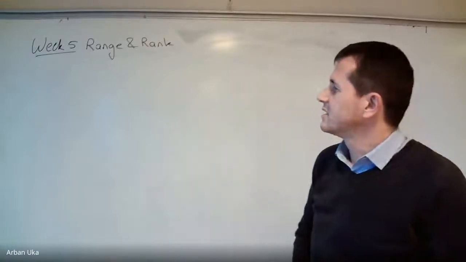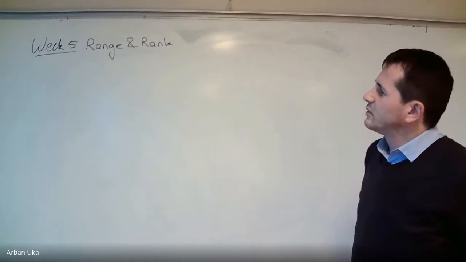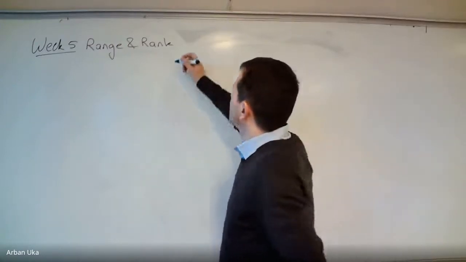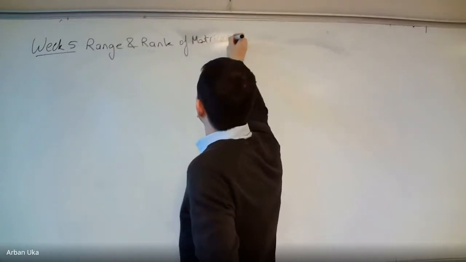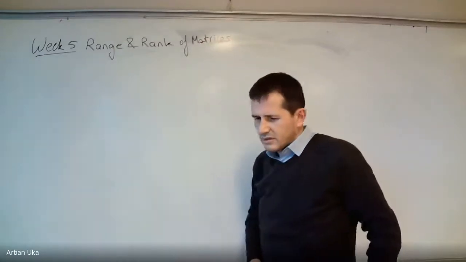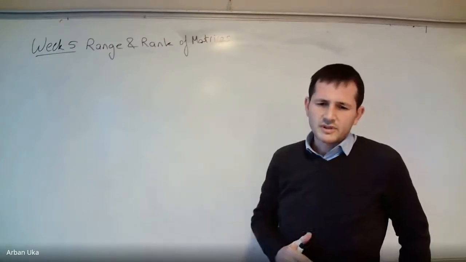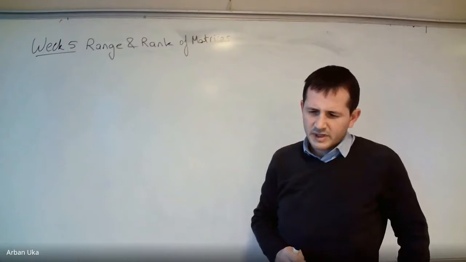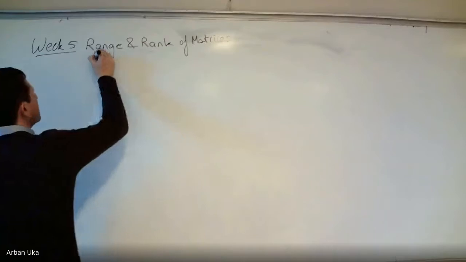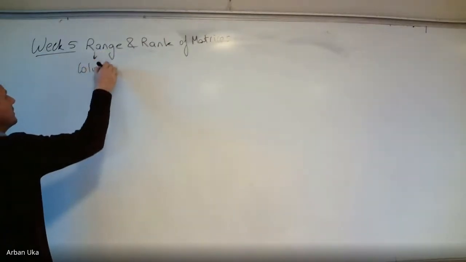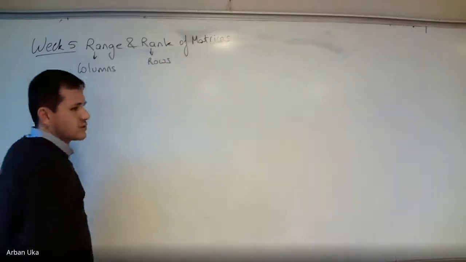Okay, so let's continue. This week we are going to talk about the range of a matrix and the rank of a matrix, of matrices. Now, these two statements are two parameters or measurables for a matrix. One of them, the range, has to do with columns, okay? And the other one has to do with rows.